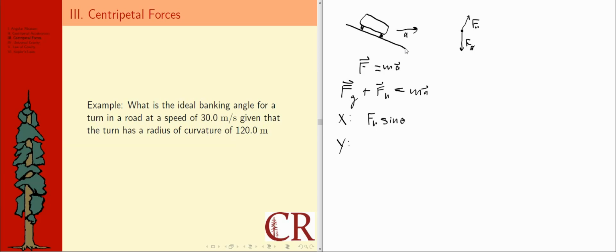And what's my reasoning behind that? Well, we're looking for the ideal banking angle. What is the banking angle? It's the amount that the turn is angled away from horizontal. So that's theta right there, and that's really the thing I'm trying to answer the question for, so it's got to come in somewhere. Then, we're doing the x direction, and on the other side, we can just throw in mv squared over r.